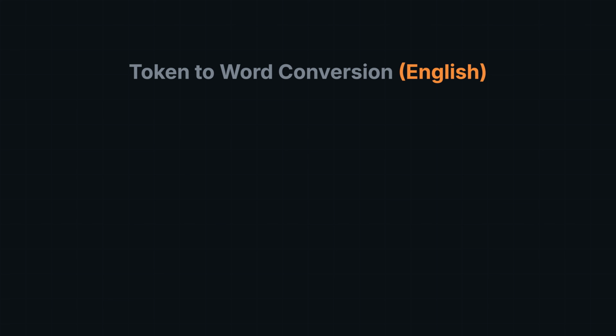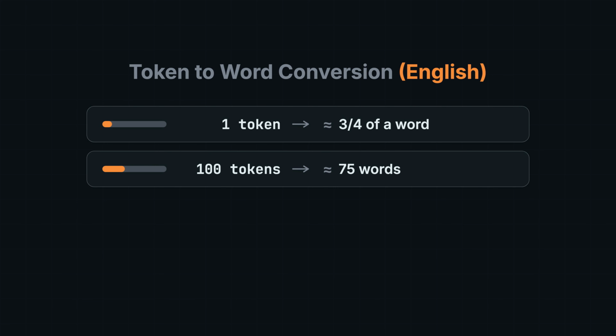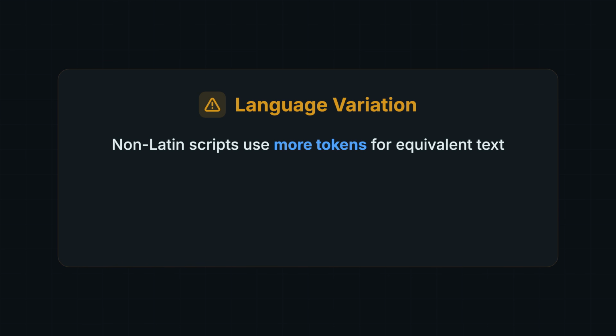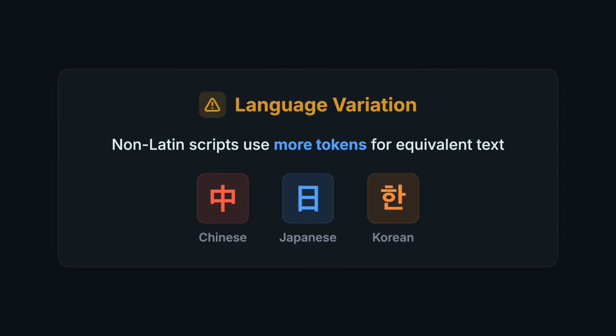And for English, one token is roughly 3/4 of a word. 128K tokens is about 96,000 words, the length of a novel. This ratio varies a lot by language. Non-Latin scripts like Chinese, Japanese, and Korean typically use more tokens for equivalent text.